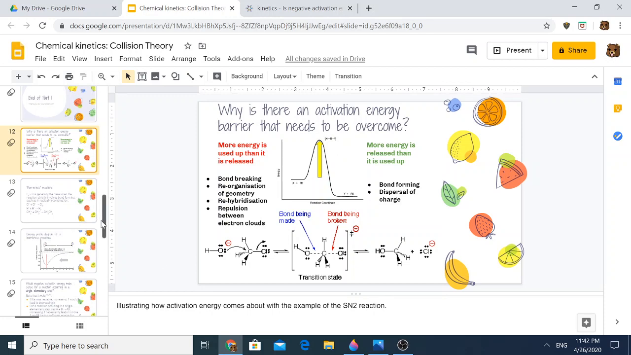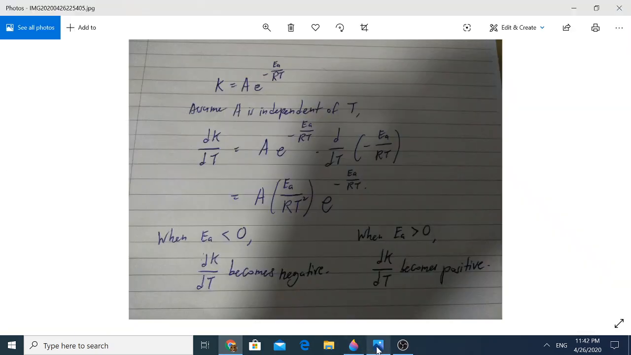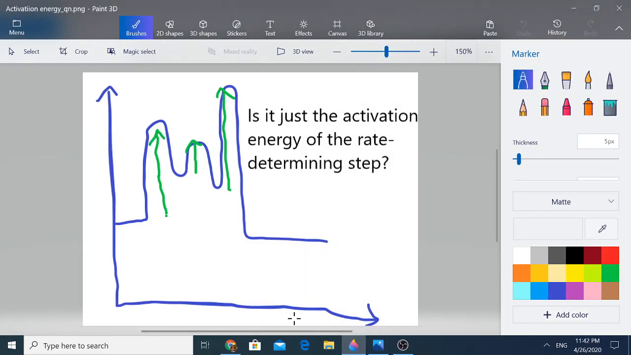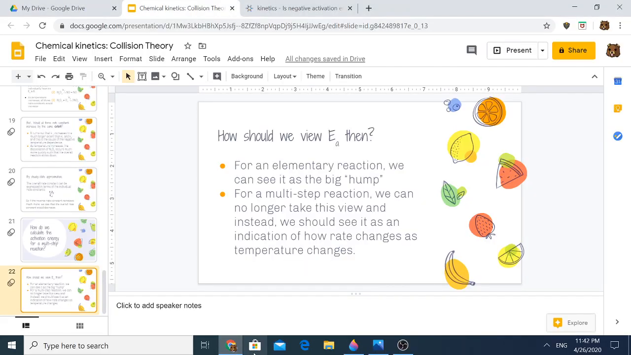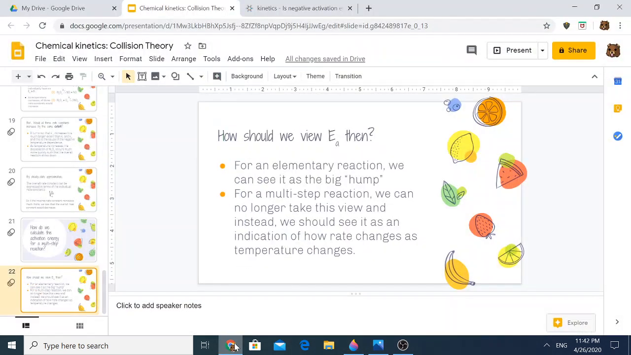But for a multi-step reaction, like what I've drawn in this diagram, sorry, not this one, it really cannot be viewed as a big hump, because for this one there are multiple humps firstly, right? So it's not just the size of the biggest hump, it's more than that. It needs more rigorous mathematical treatment. So we can no longer take this view that it's just a big hump on a diagram.